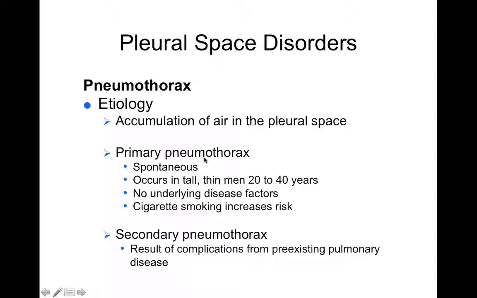Now, primary pneumothorax is an accumulation of air here in the pleural space. And pneumothorax can be spontaneous. We call it primary pneumothorax if it's spontaneous. If it's spontaneous pneumothorax, we're talking about air that's escaping from the lung itself.